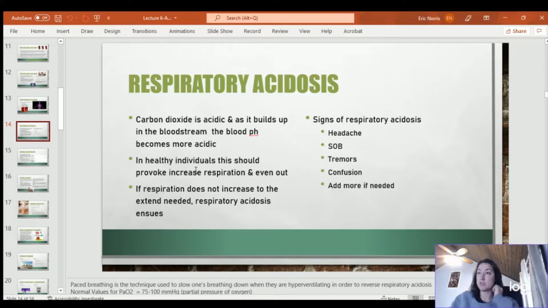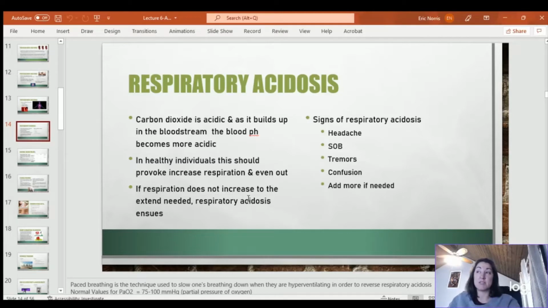In healthy individuals, this should provoke an increase in respirations in and out. So you want to be breathing more carbon dioxide out to release it, which in turn, if you're breathing faster, increases the amount of oxygen available. So it's actually the change in the carbon dioxide within the bloodstream that provokes more changes in your respiration than the change in oxygen levels itself. If the respirations do not increase, then respiratory acidosis starts to happen. So the blood becomes too acidic.